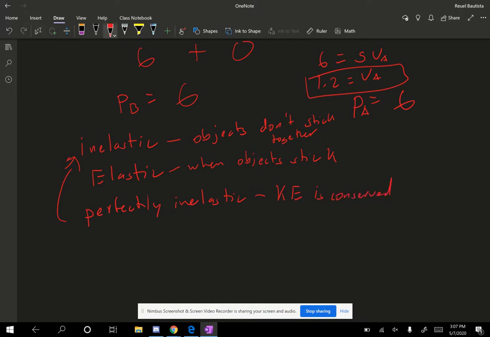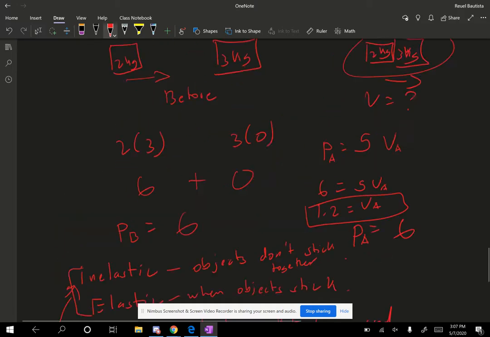In the first two, the inelastic and elastic collisions, kinetic energy is not going to be conserved. So the kinetic energy before and the kinetic energy after are going to be different. It means that part of the kinetic energy from before is going to be lost.